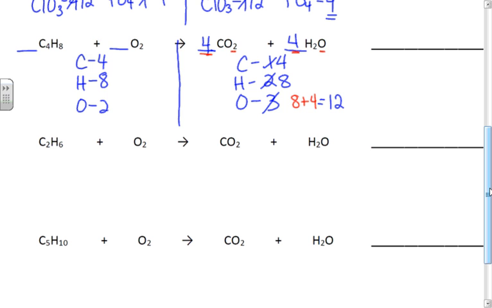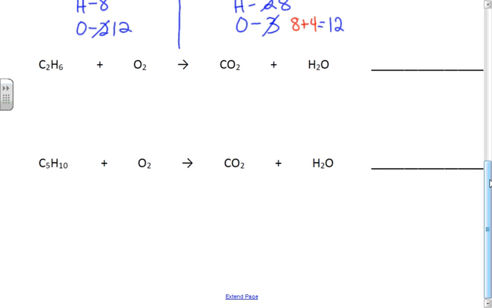So what could we multiply times 2 to get 12? That's going to be 6. And that will give us the 12 oxygens that we need. And you can see we still have a blank spot. So that means we're going to start with 1 of our fuel. So our coefficients for this complete combustion reaction are 1, 6, 4, and 4.